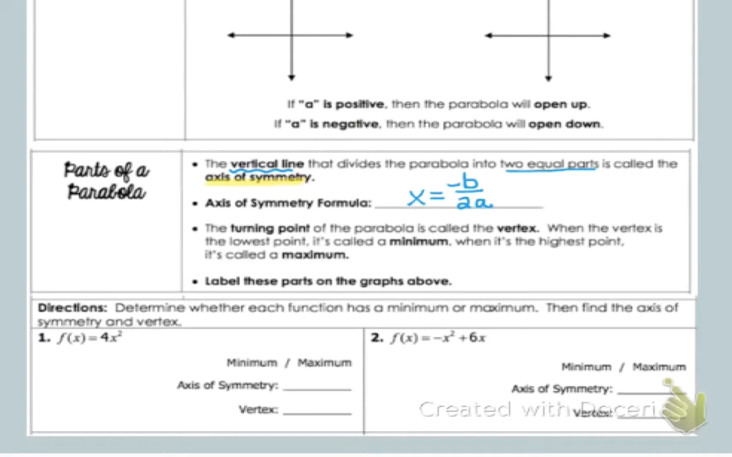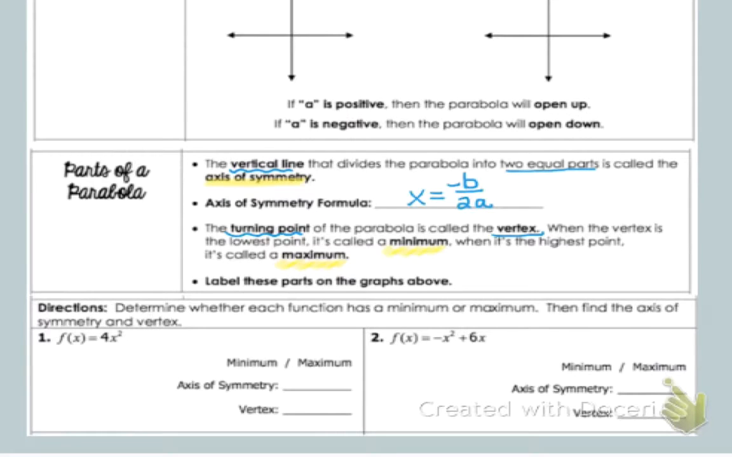Now talking about that vertex more, the turning point on the graph where that parabola changes direction is called the vertex. And when the vertex is the lowest point, in other words, when the parabola opens up, that's called a minimum value. It would be the maximum if it's the highest point. So if the parabola opens down, that vertex represents the maximum height that it gets to.